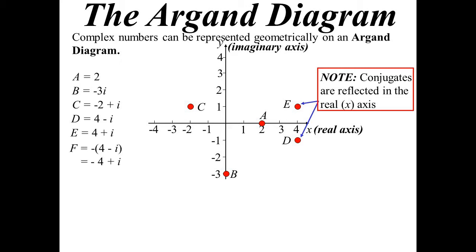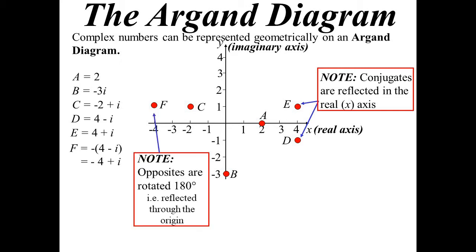What about if I plotted minus 4 plus i? There it is over there. The reason I picked that one is, you'll notice it's 4 minus i multiplied by negative 1. And look at the two relative positions of D and F. What happens is they're rotated 180 degrees, or if you like, reflected through the origin. So anything multiplied by negative 1 should be. And that's no different to our normal number line if you think about it. Let's say we plotted 2. If I wanted to plot negative 2, then I would reflect it through the origin and it would be over here at negative 2.